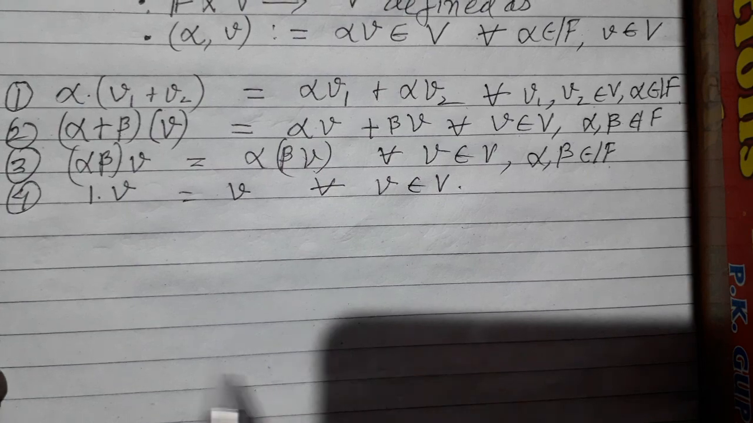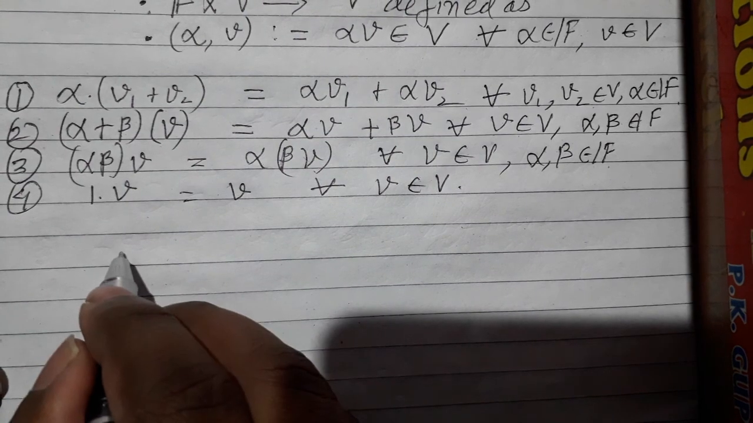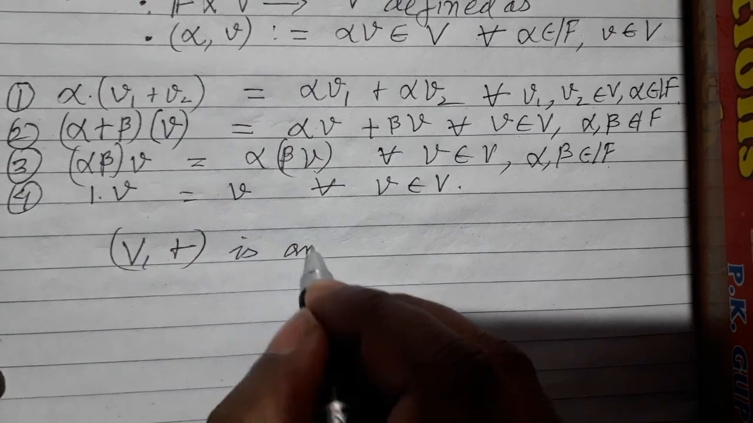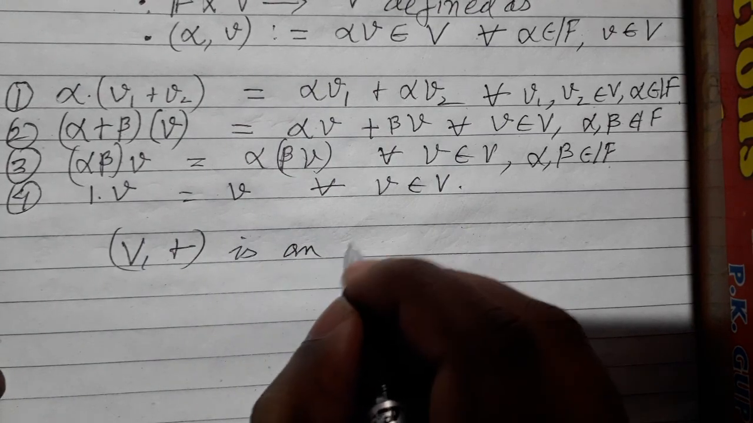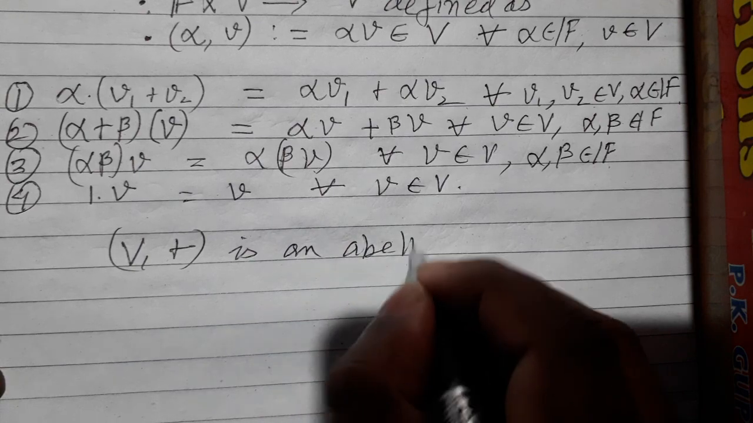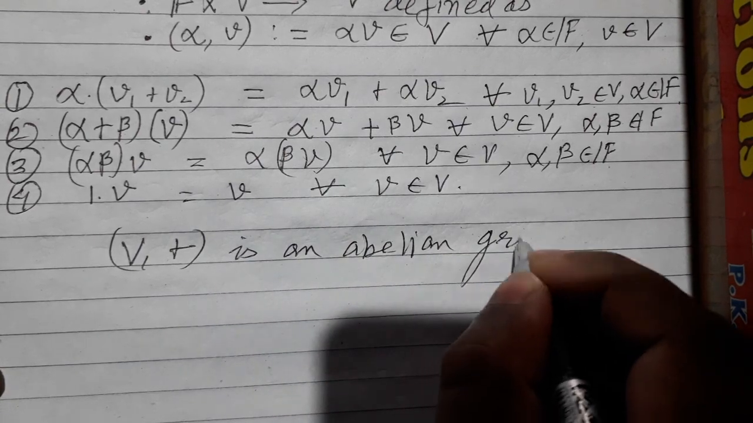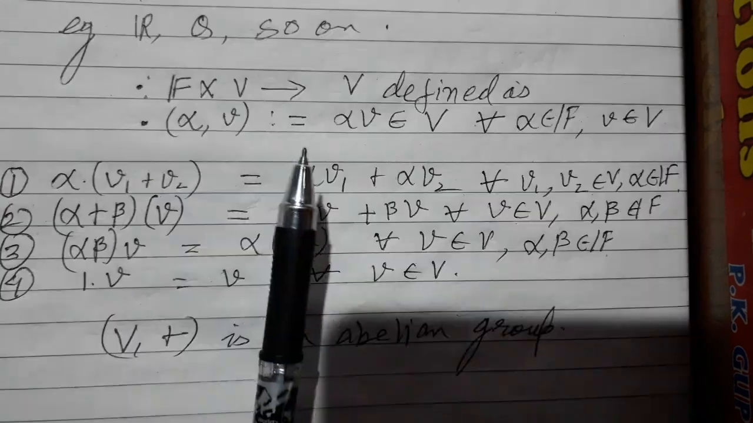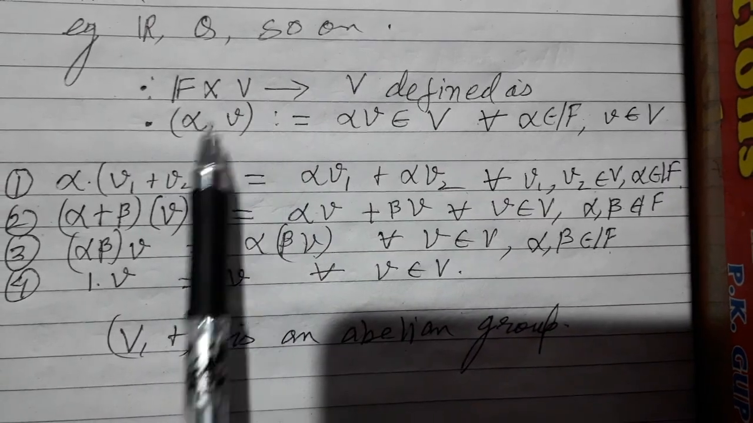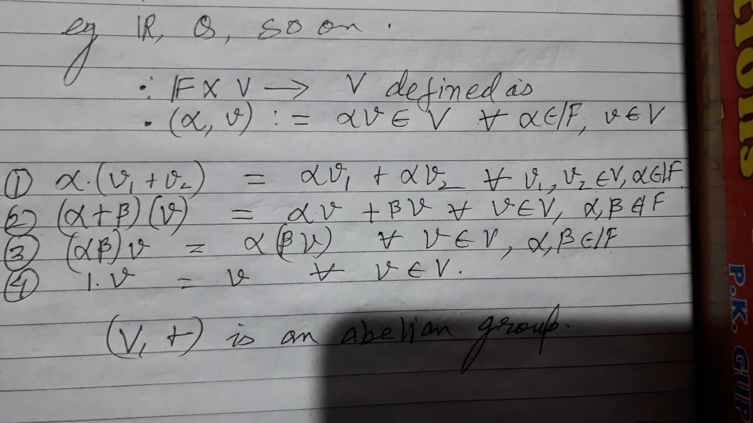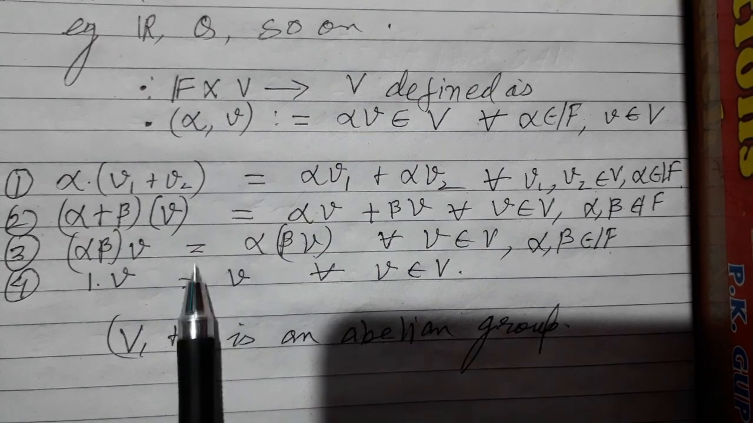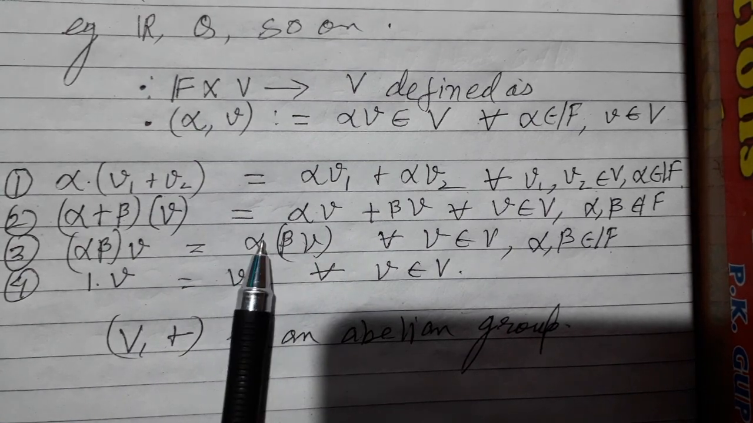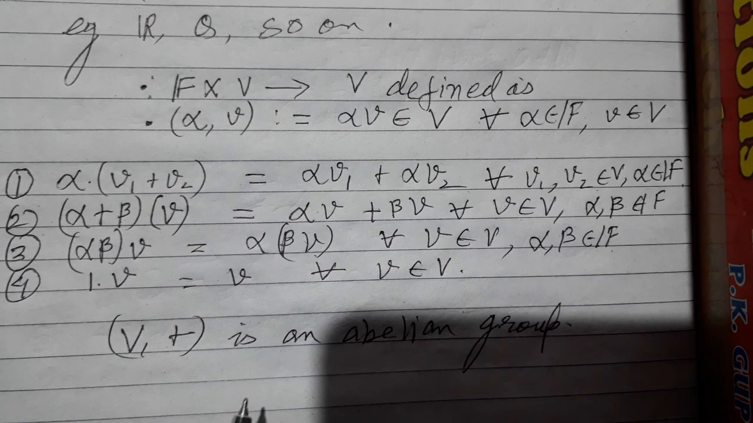So to become a vector space, you should remember that first of all, it should be an abelian group under addition. Then it should have the scalar multiplication property, satisfying these 4 conditions. If it satisfies these 4 conditions, then we say that it is a vector space over the field F.